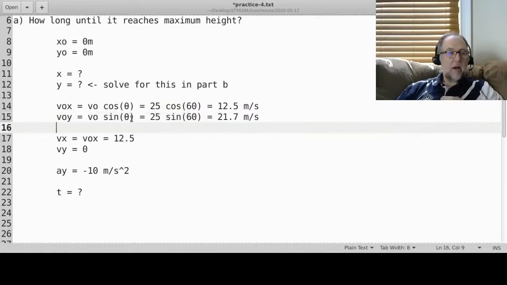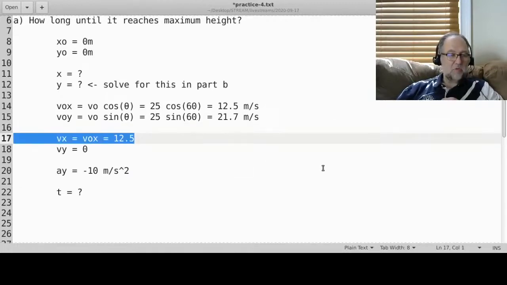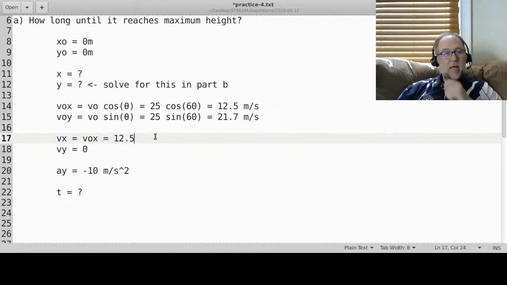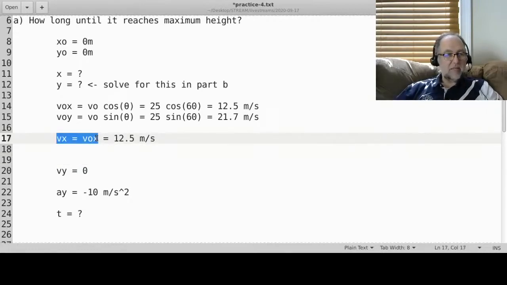Now, I didn't actually show you the final velocity. That would be the velocity at the very top. Here's what the values are, but let me go through them and explain what's going on. Vx and v naught x are always the same. I should probably put meters per second here. Now, why are Vx and v naught x always the same? That's because the acceleration is straight down.